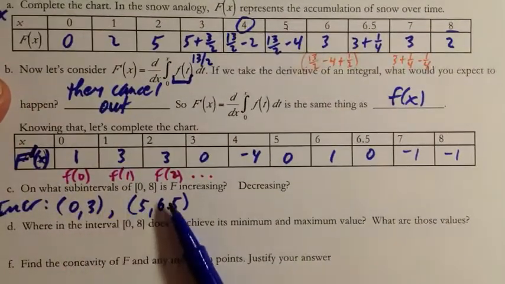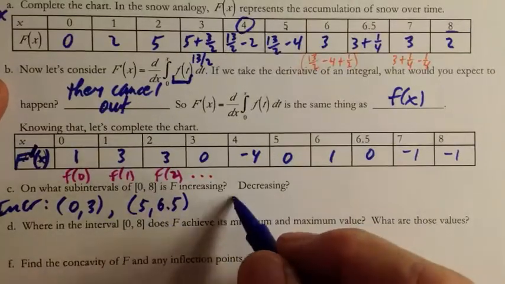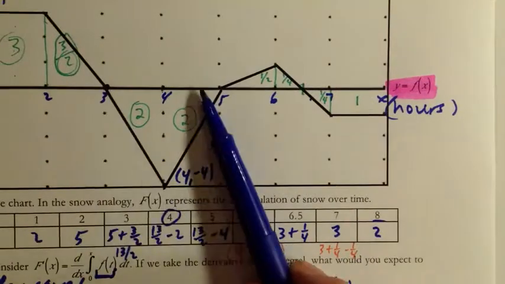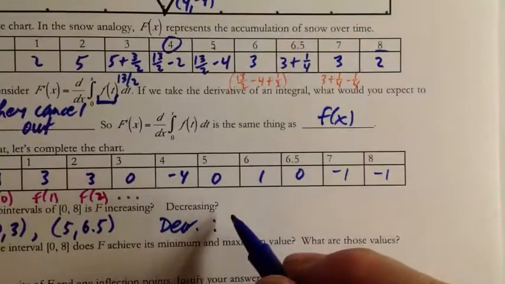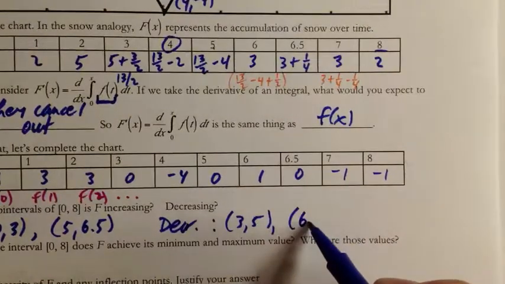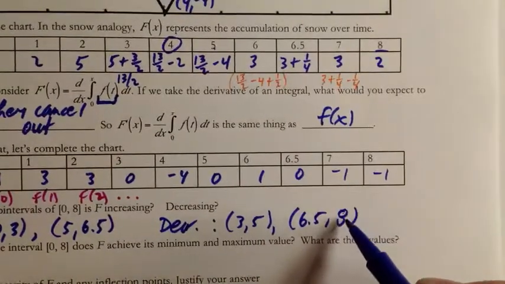And the height of the snow is getting bigger on these intervals, and it's decreasing on the interval when the graph of lowercase f is below the x-axis, and that's from 3 to 5, and also from 6.5 all the way to 8. Okay?